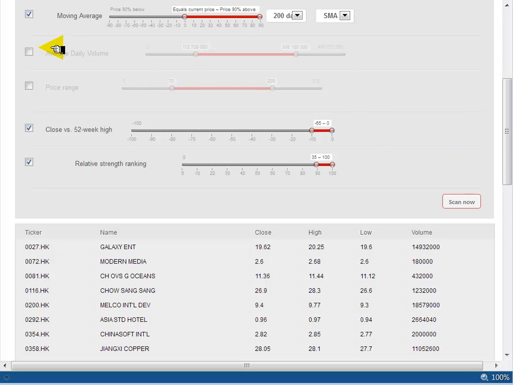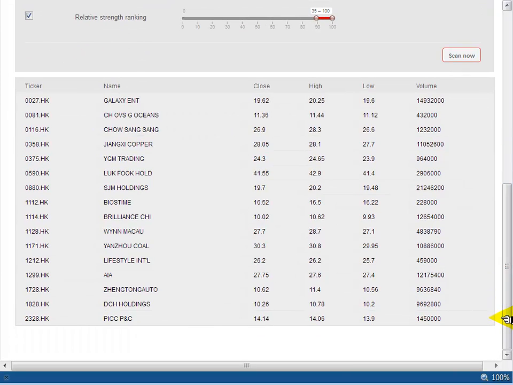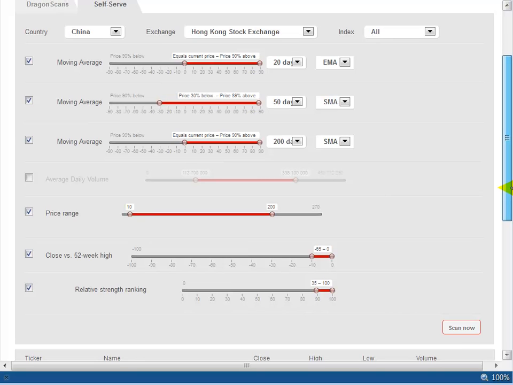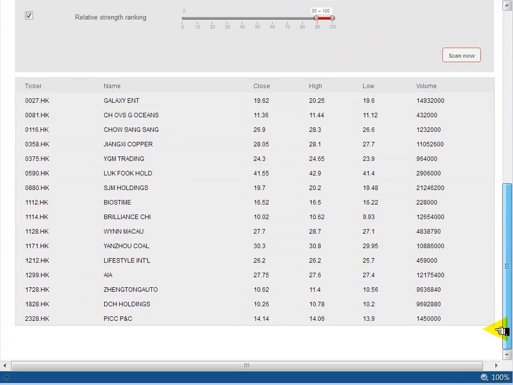We can even do a price filter. Let's make sure we want to look at stocks that are at least $10. There we go. Now we've got a list of 20 strongest stocks in the Hong Kong Stock Exchange right now. These are all stocks that are above their 20, their 50, and their 200-day moving averages. They trade at least $10 a share. They're within 10% of their 52-week high, and they're top 10% of all stocks for relative strength ranking.